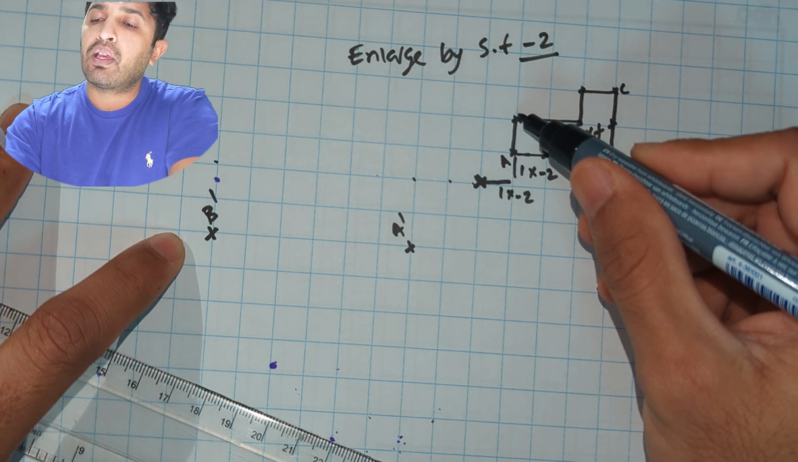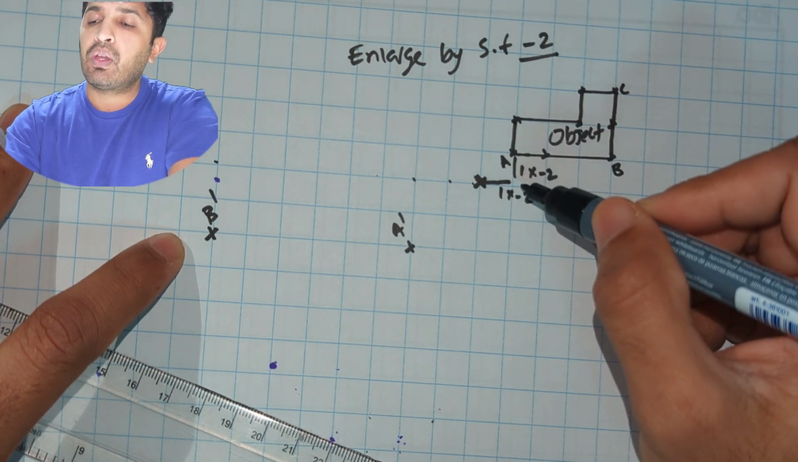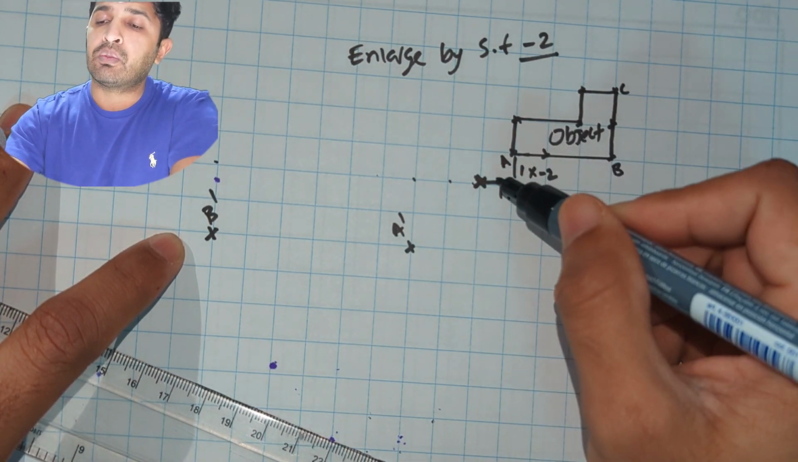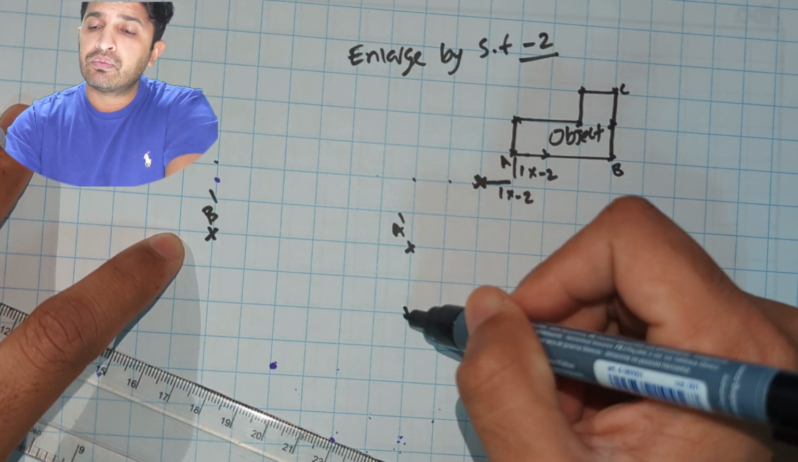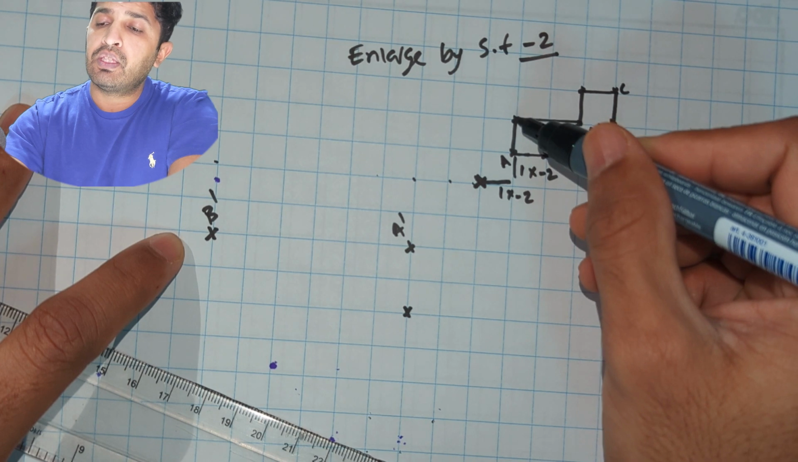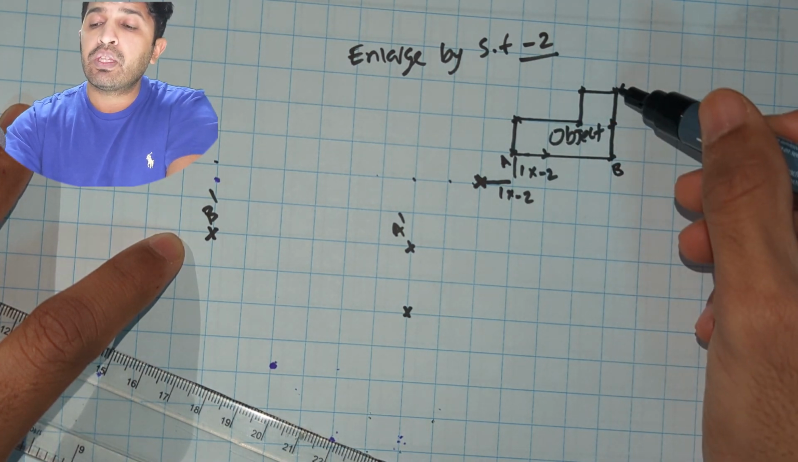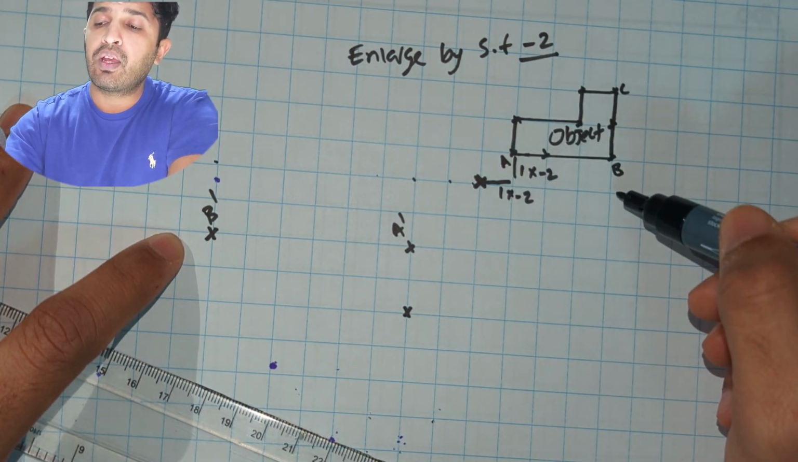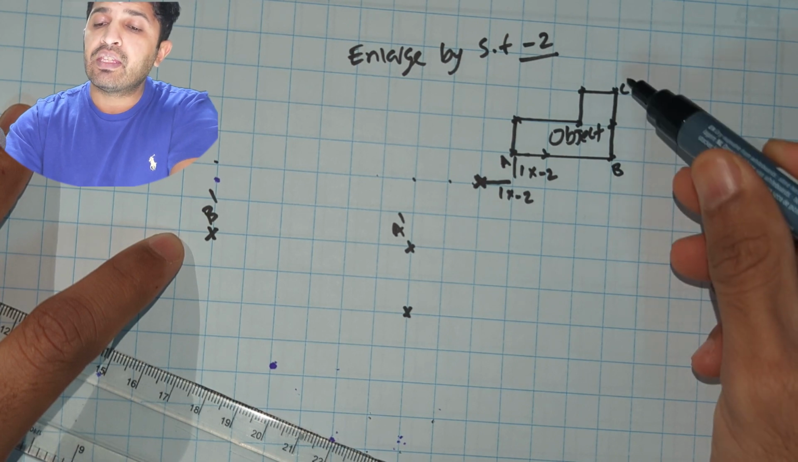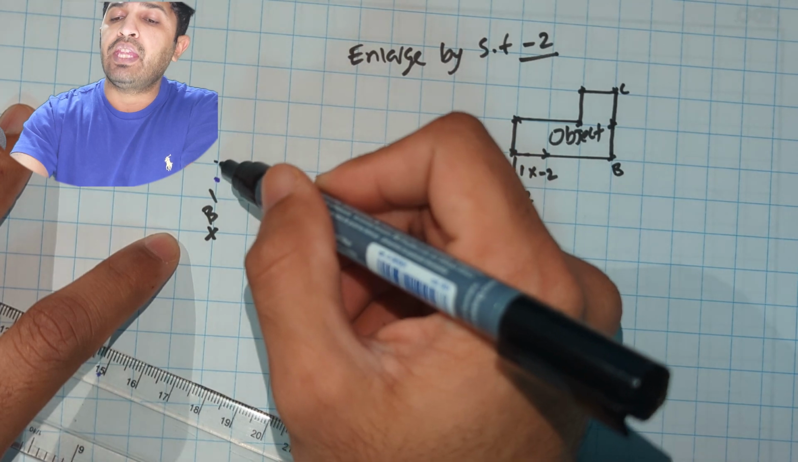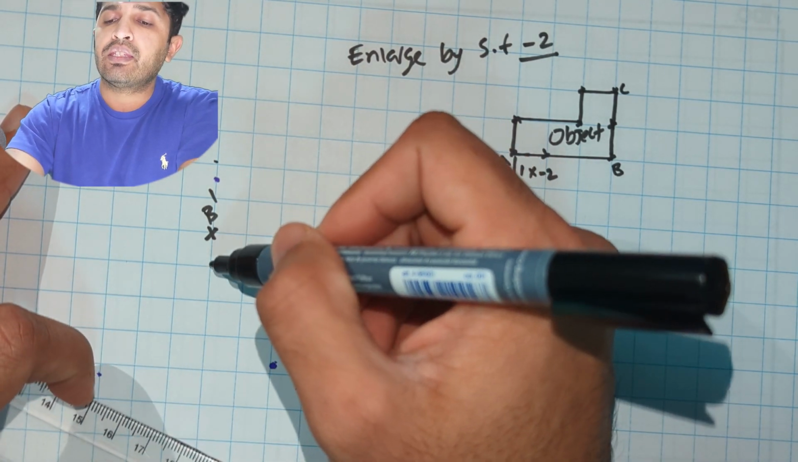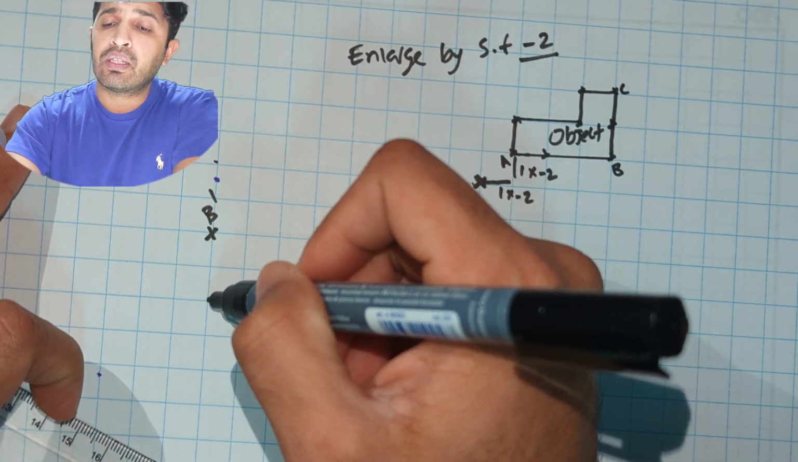Then go to this point here. We're going 1 right, 2 up. We're going to go 2 right, 4 down. So that's this point here, and then go to the point C. I'm going 4 right and 3 up. So I need to double that distance. So you're going 8 right and 6 down.